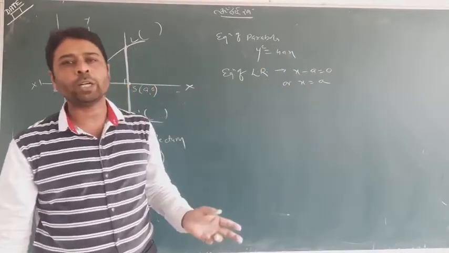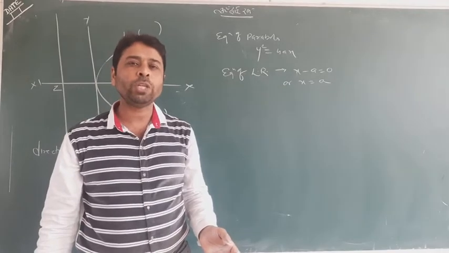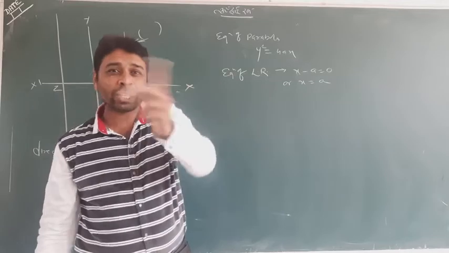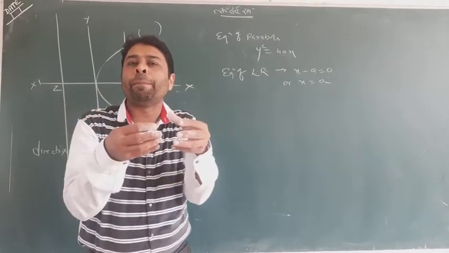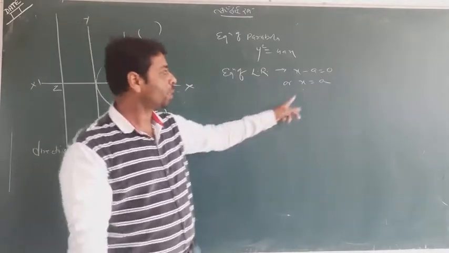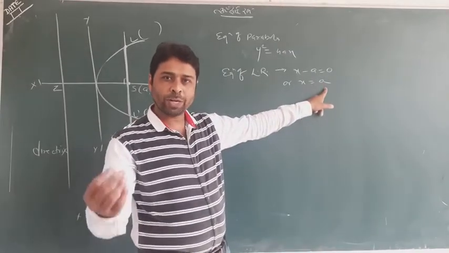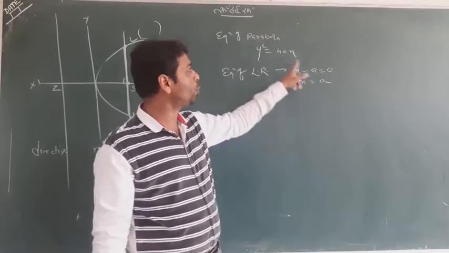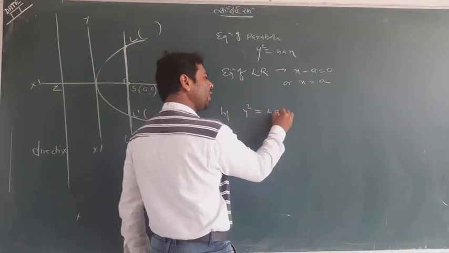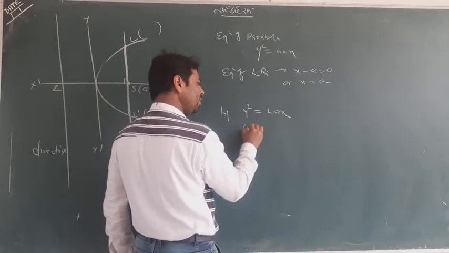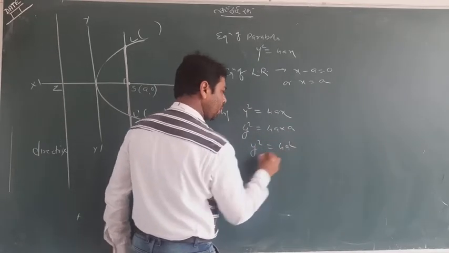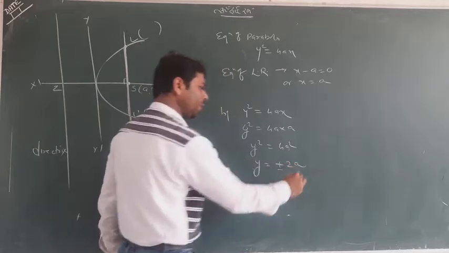Remember, in class 12 it will be helpful to you that whenever you need to find the intersection point of any two lines, two curves, or a line and a curve, we only merge them and find the values of the variables. Like here, x equals a. So we already got the value of x. Put x equal to a in the equation y square equals 4ax and get your value of y. So y square is 4a square, and y equals plus or minus 2a.